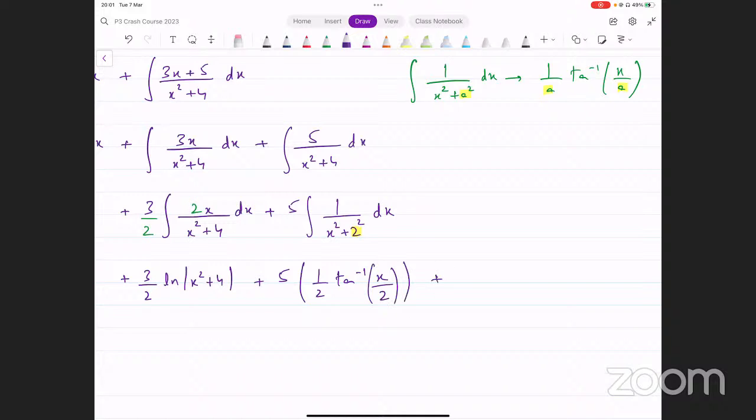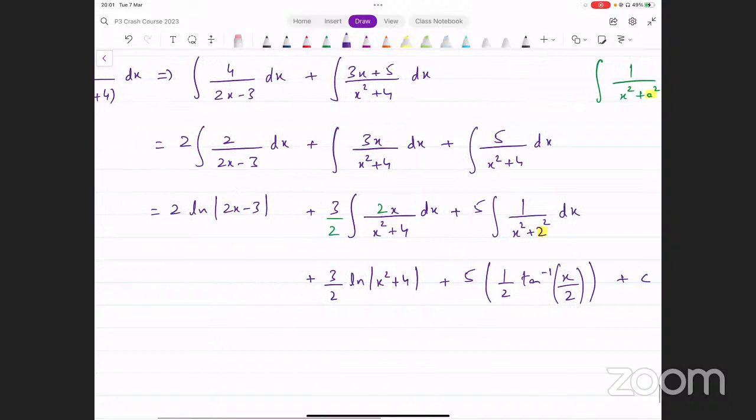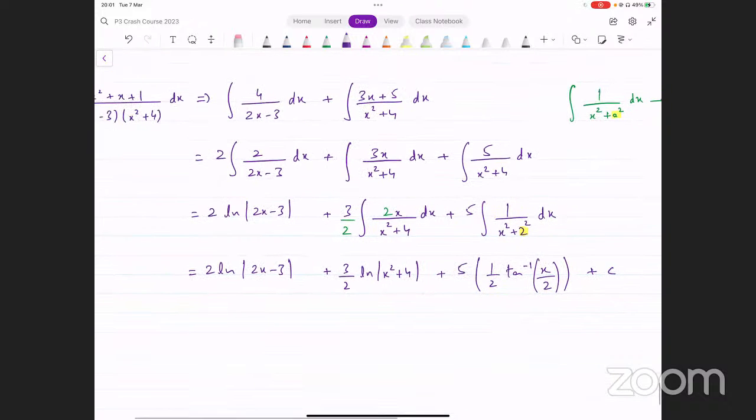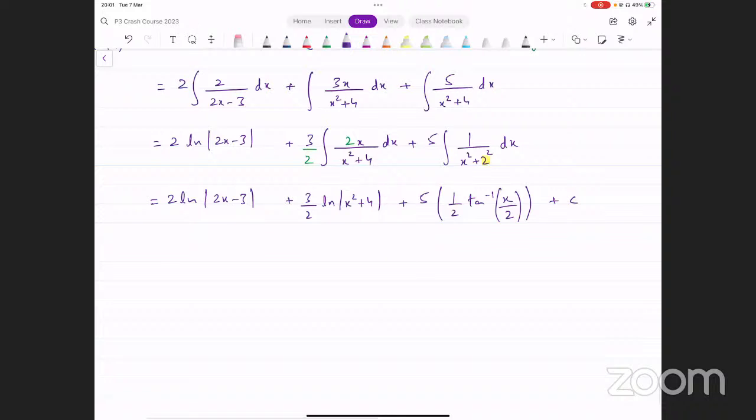All right, then you have a plus c after that. So what's the integration of this whole thing then? It's 2 ln of 2x minus 3. That was coming from that first fraction already. And then we have this thing. We could write down the final result like this.